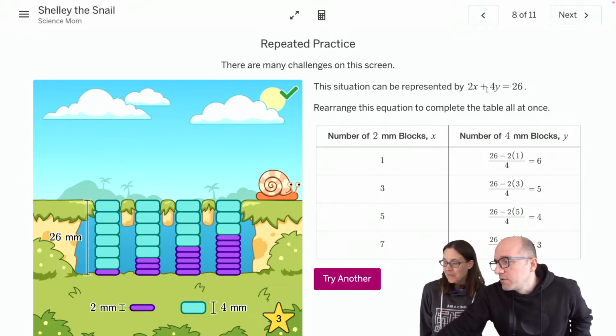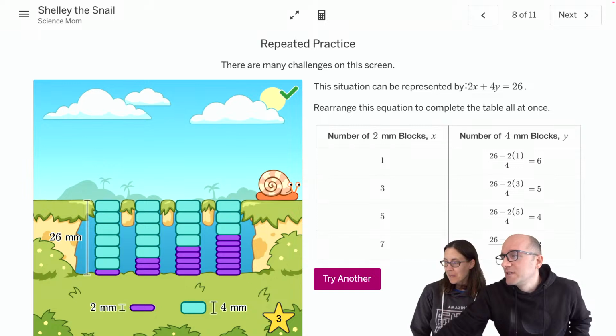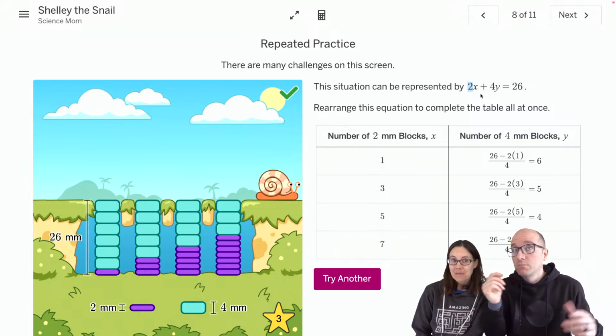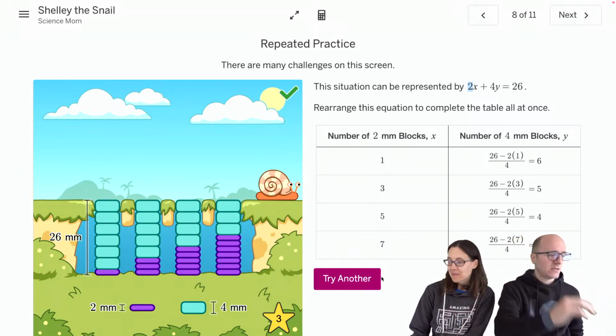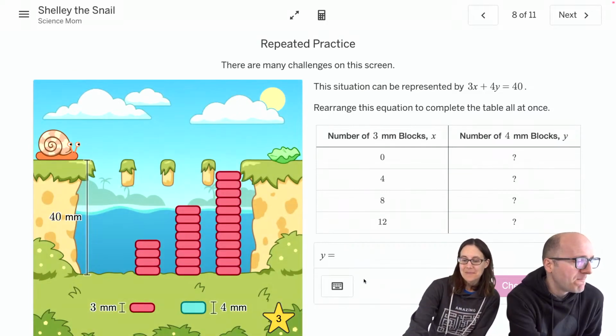So what did I do there one more time? I just subtracted 2x from both sides and then divided that whole expression on both sides by 4, and we were able to get there. So one more minute, you can do it.